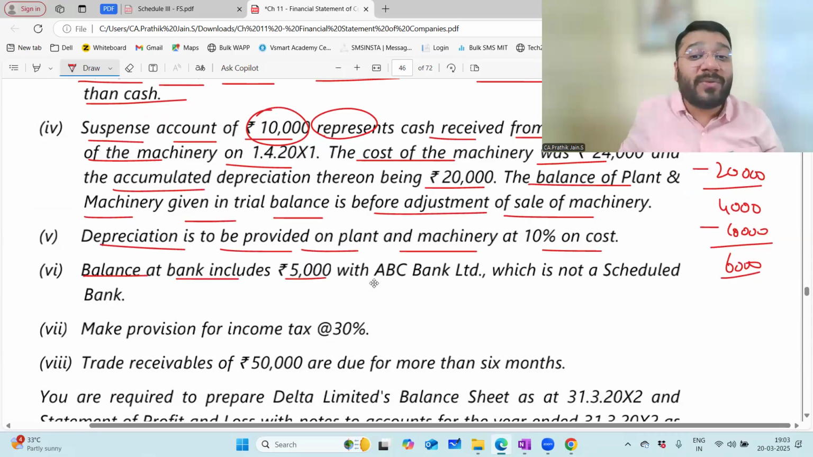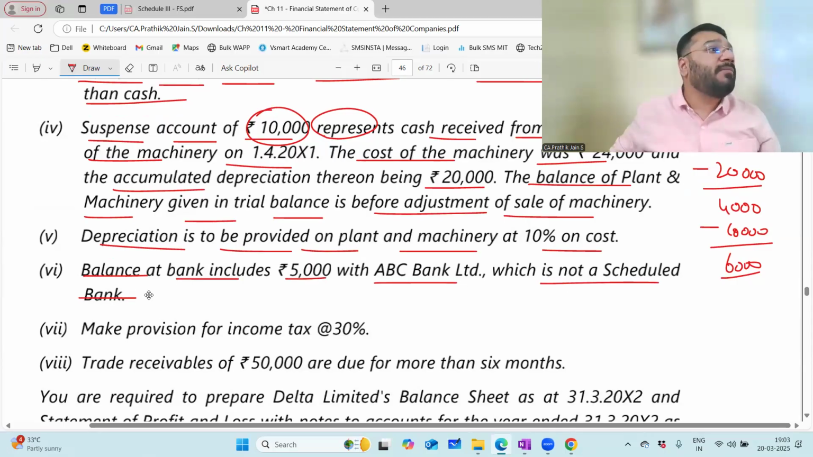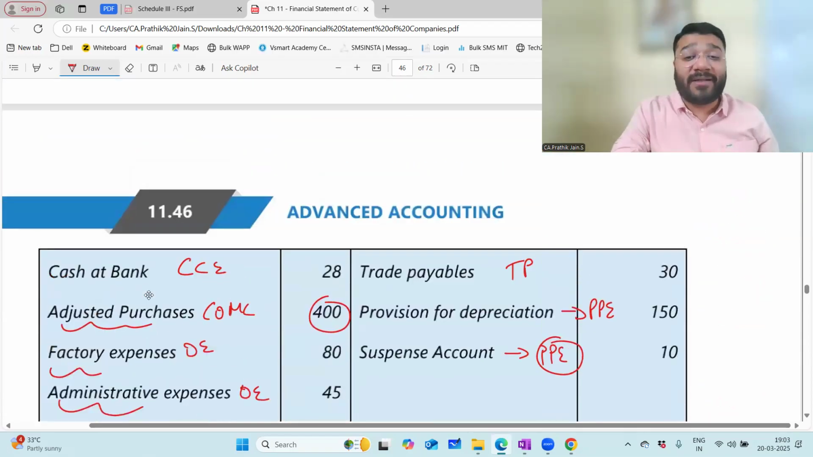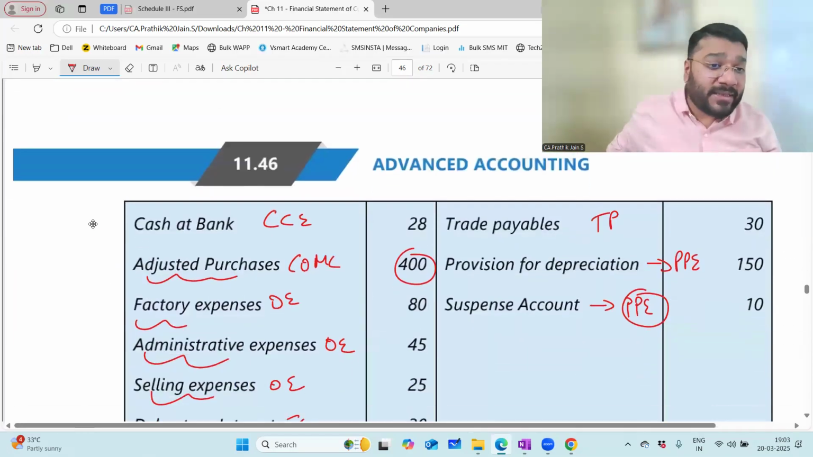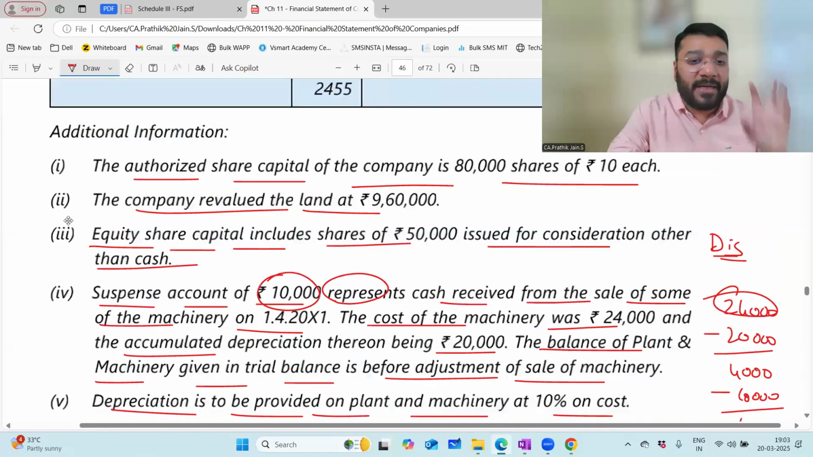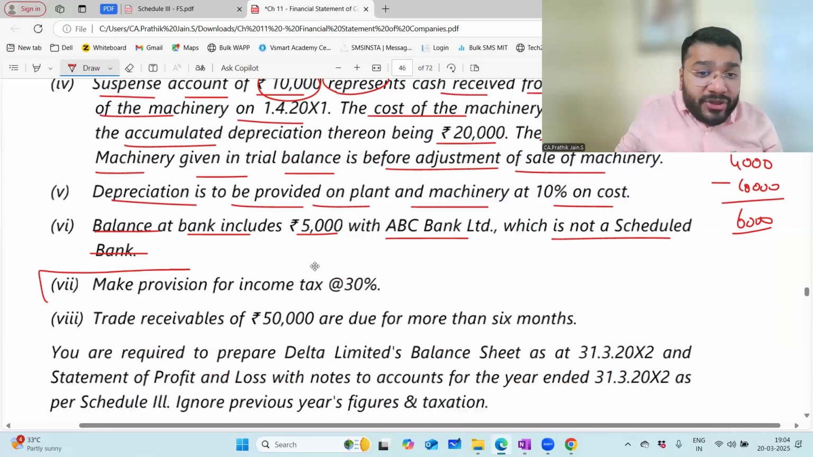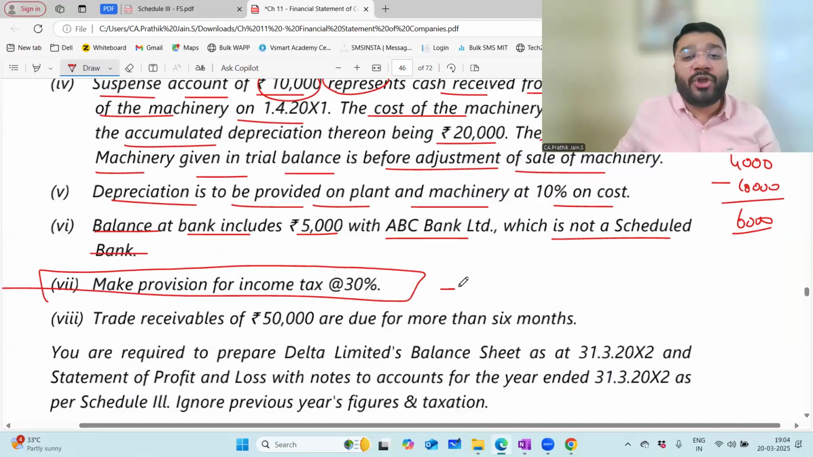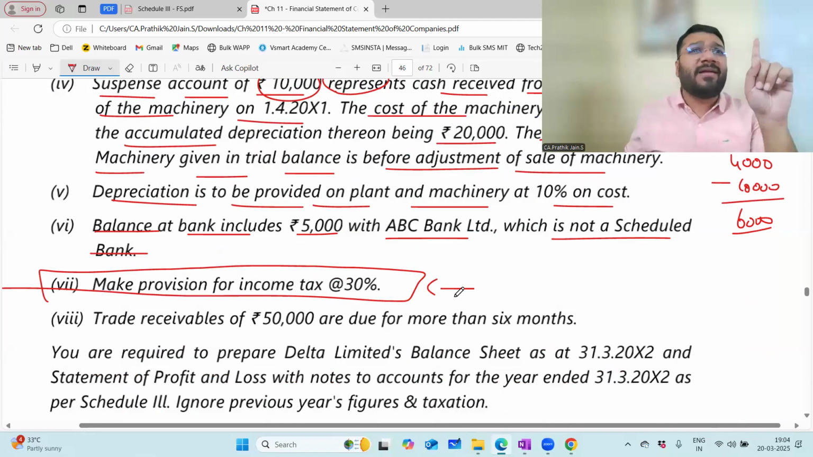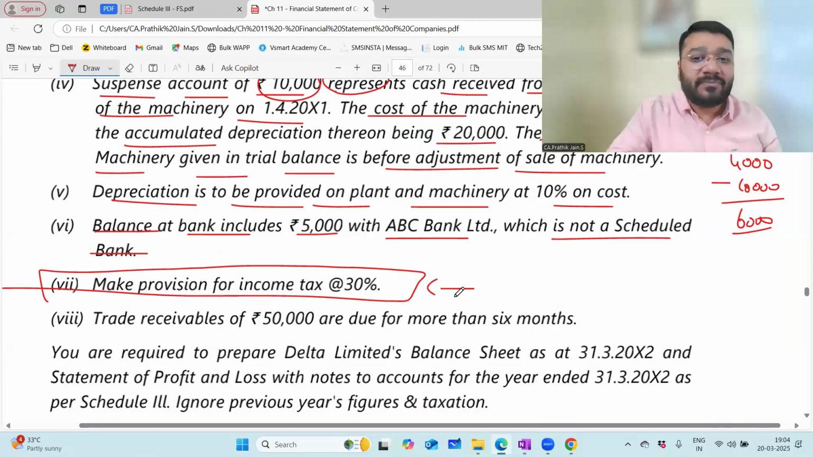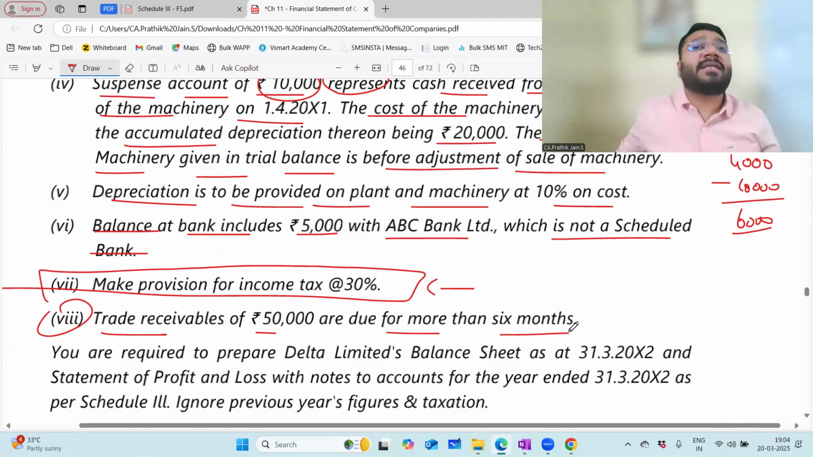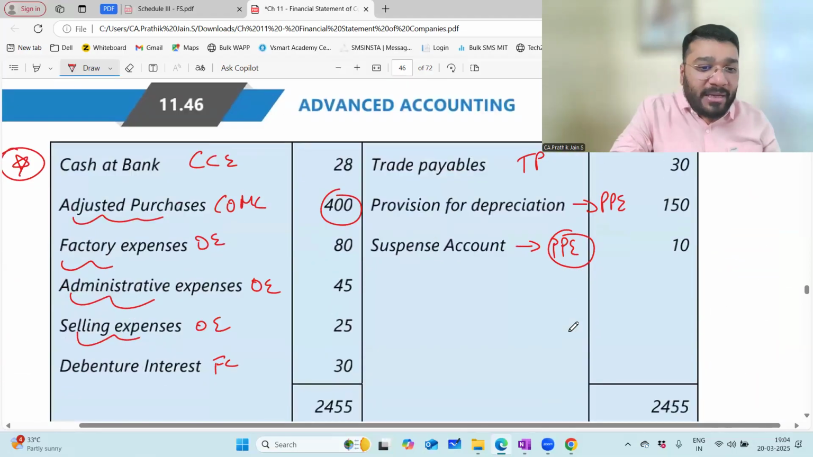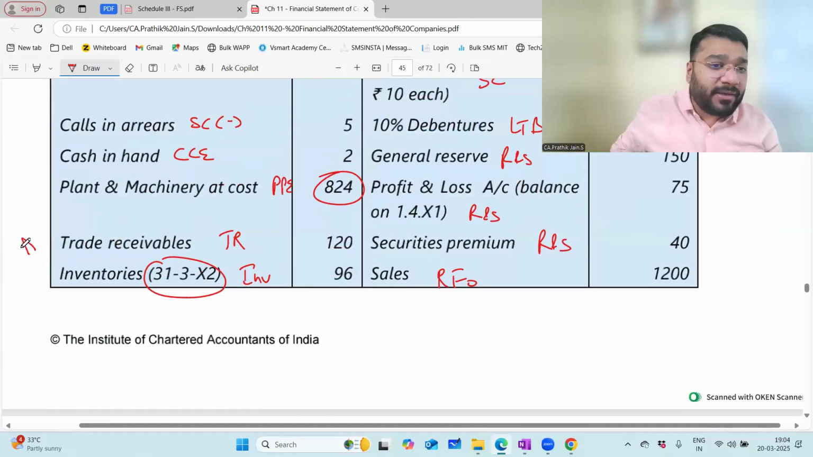Balance at bank includes 5,000 with ABC Bank Limited, which is not a scheduled bank. Here I'm putting a star mark because I have to do a disclosure in the notes to accounts. Make a provision for income tax at the rate of 30%. This is new. What am I supposed to do? In the statement of P&L, profit before tax, on that 30%. The balance 70% is profit after tax. Trade receivable 50,000 are due for more than 6 months. Ageing is required. So coming back here, trade receivable, I'm putting a star mark here.